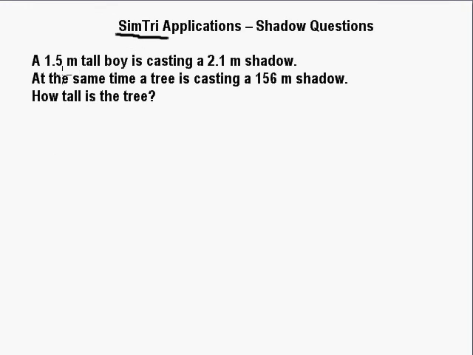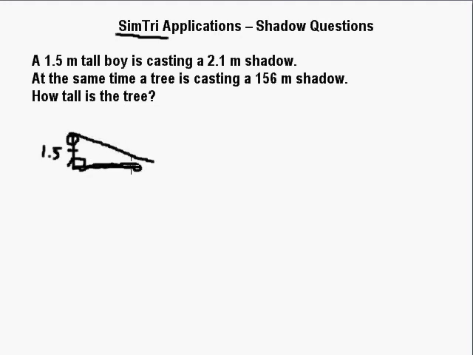Now, here's the two triangles. A 1.5 meter tall boy is casting a 2.1 meter shadow. Bam, there's a triangle. So your boy is standing straight up and your ground is straight across. So this is the boy and this is the ground. Now, this ground is the shadow. So if this is 1.5, and if you want to draw a little head and some arms on that boy, you can. That's 1.5, and this, what is that?